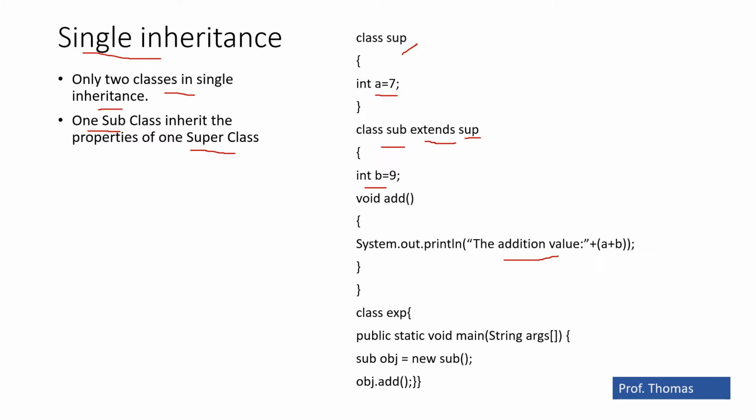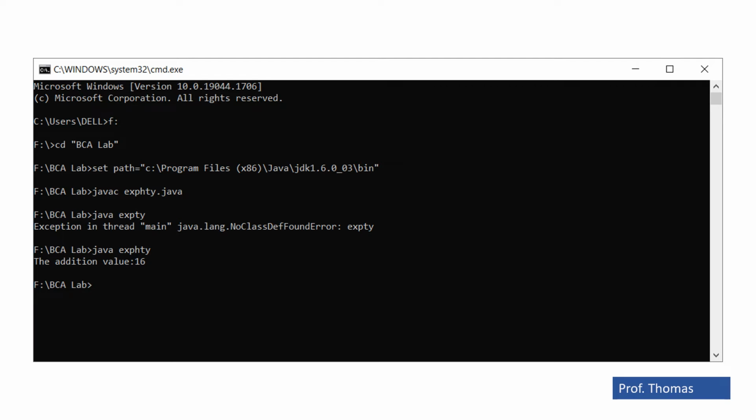In single inheritance, there is one superclass and one subclass. The subclass extends the superclass. Here we create an object for the subclass that will add both values, a plus b. Here we see the output of this program, the addition value 16.